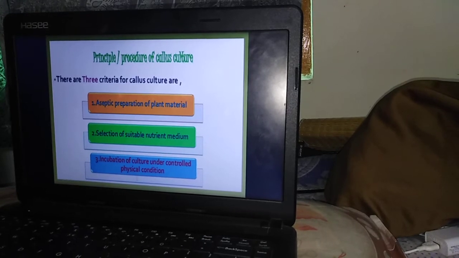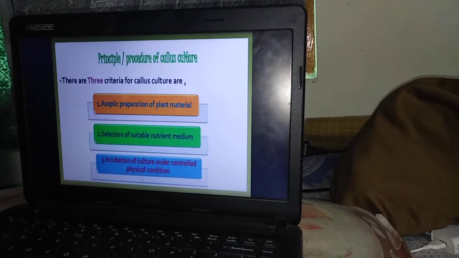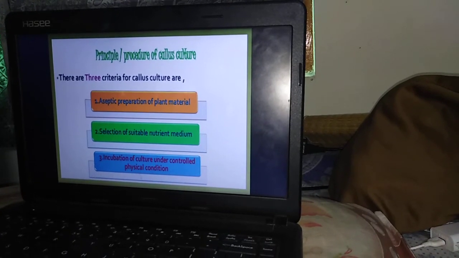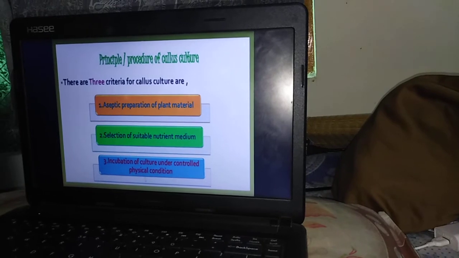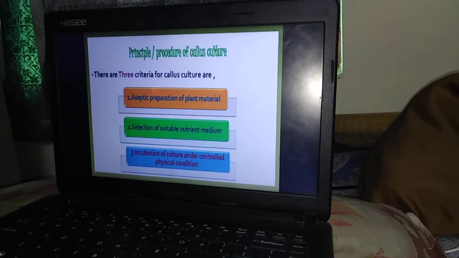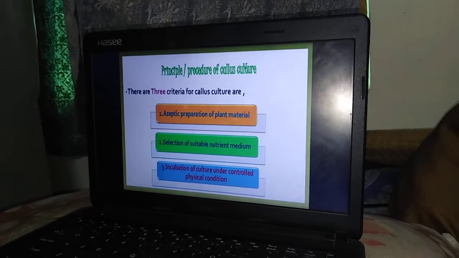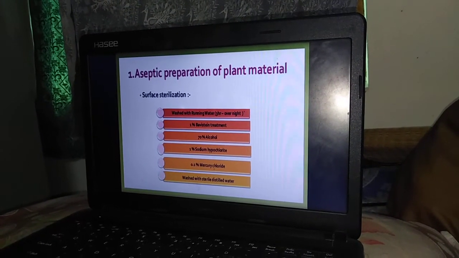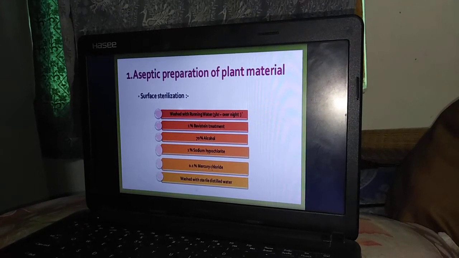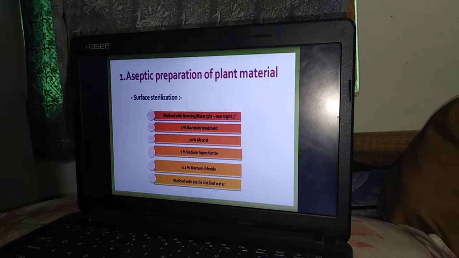Second one is the selection of a suitable nutrient medium for the growth of the plant tissue. And then the third step is incubation of the culture under controlled physical conditions. These are the three important steps involved in the formation of callus tissue from the explant material. The first step, that is aseptic preparation of plant material.